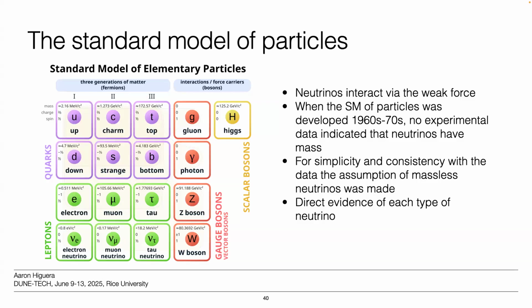And this theory was developed in the 60s and 70s, and within this theory, the neutrino fits pretty well within this framework. And for simplicity and consistent with the data, the neutrino was assumed to be a massless particle. So it has zero mass. We know that these particles have mass, but the neutrinos were said to be massless.